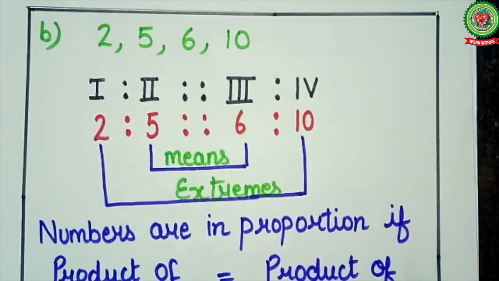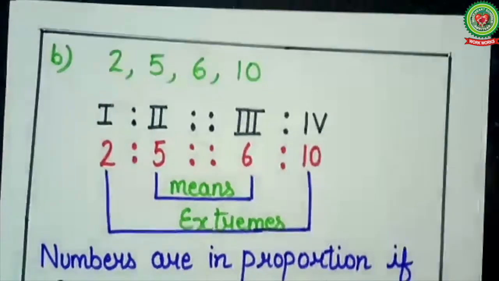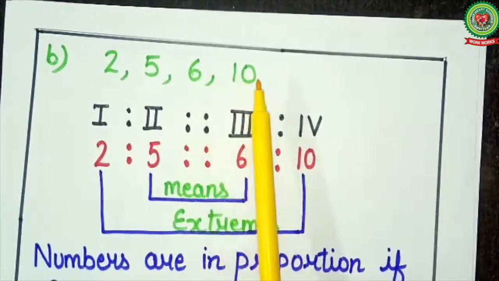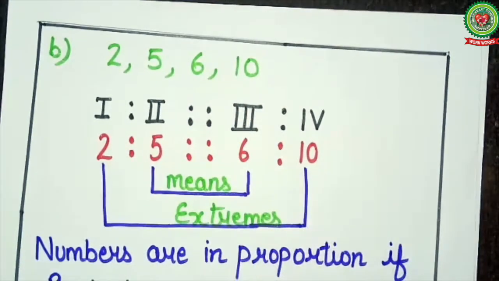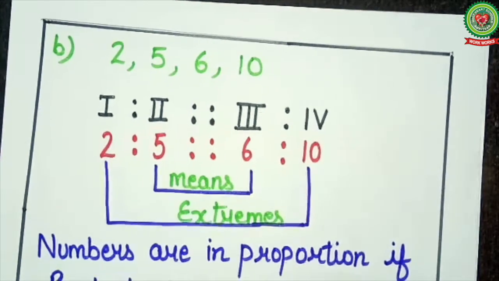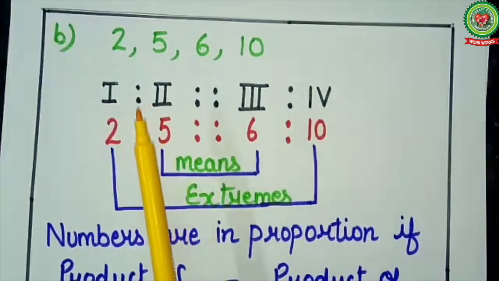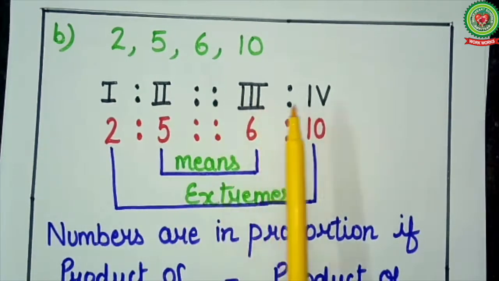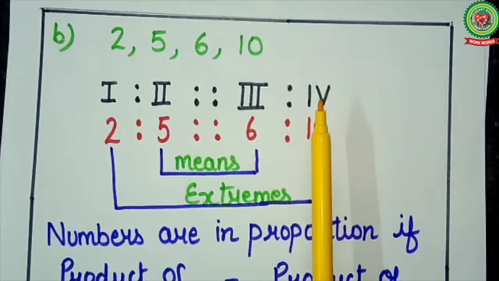Let's start with one more example. The second example is 2, 5, 6, 10. Now, set them according to their positions. It will be first ratio second as third ratio fourth. Write the numbers.